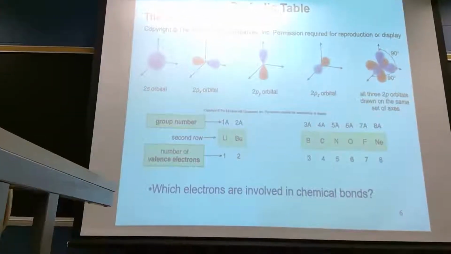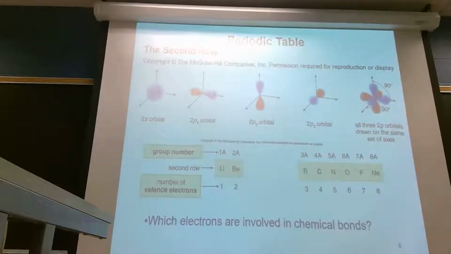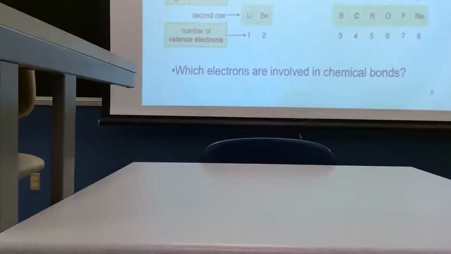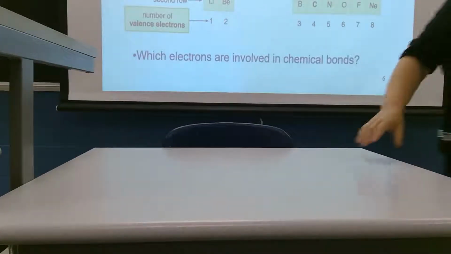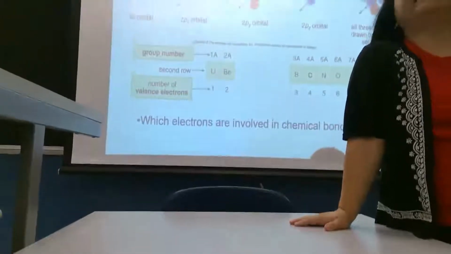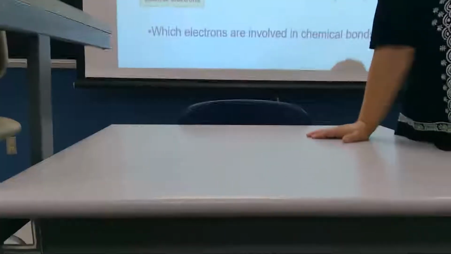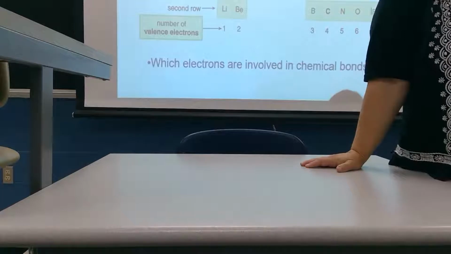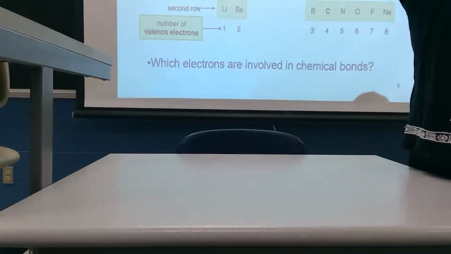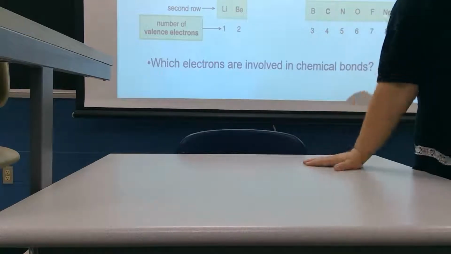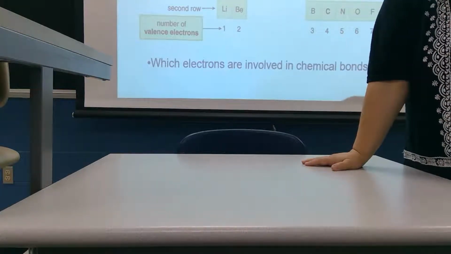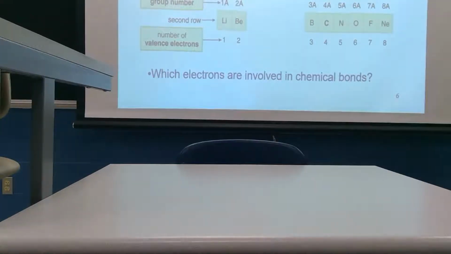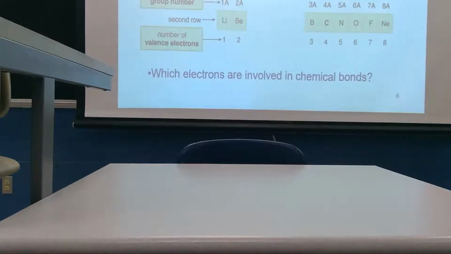So which electrons are involved in chemical bonds? Valence electrons. That's good. So carbon will have how many valence electrons? 4. Nitrogen. Look at the periodic table. We will always look at the periodic table, because everything is in the periodic table. Nitrogen 5, oxygen 6. So the group number is the number of electrons that are involved in chemical reactions, so that's very important.